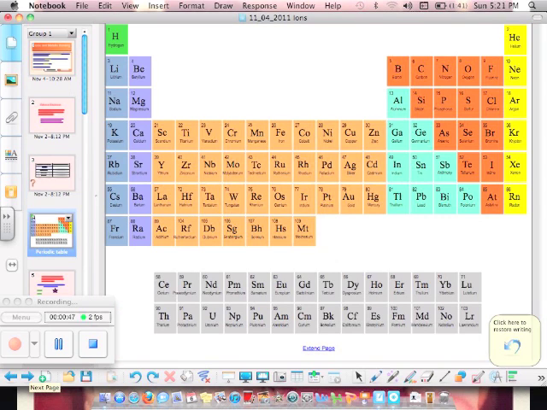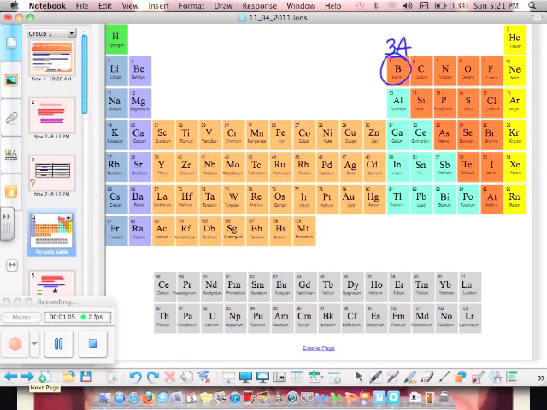So our very first element is boron, right? Like we said, we are in column 3A. So I know I am right here. And our very first element is boron. So I'm taking a look at boron right here.